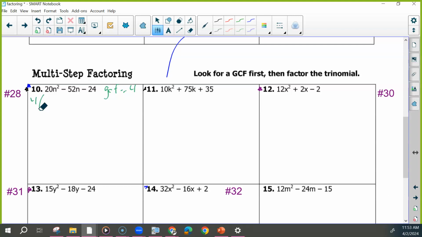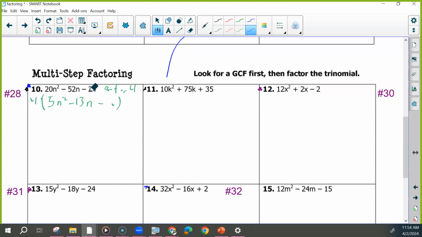5 and negative 13. Negative 13 and negative 6. And then everything else we just did is going to be the same. We're just going to keep bringing down that 4 on the outside. So then, no more GCFs, multiply 5 and negative 6.